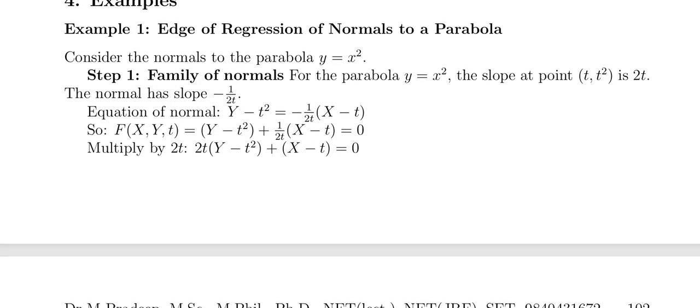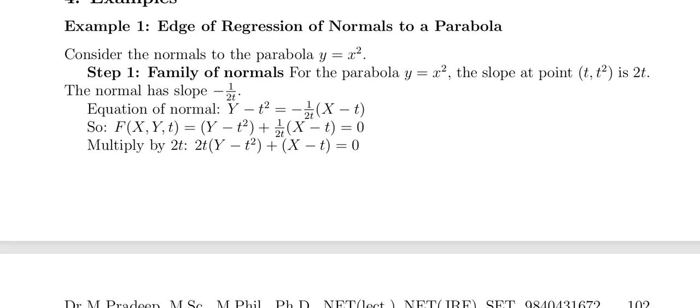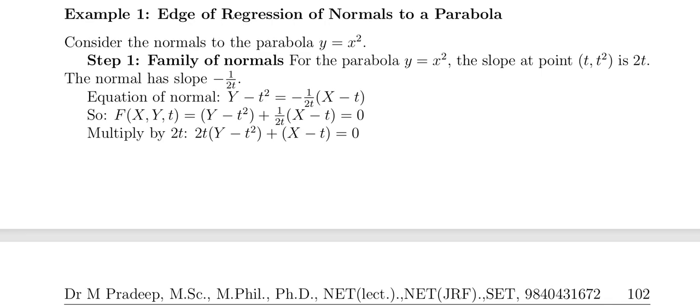For example, the edge of regression of normals to a parabola. Take the normal to the parabola y equal to x square. The slope at the point t comma t square is equal to 2t. The normal slope is minus 1 by 2t. The equation of the normal is y minus y1 equal to minus 1 by m times x minus x1, with m the tangent slope.